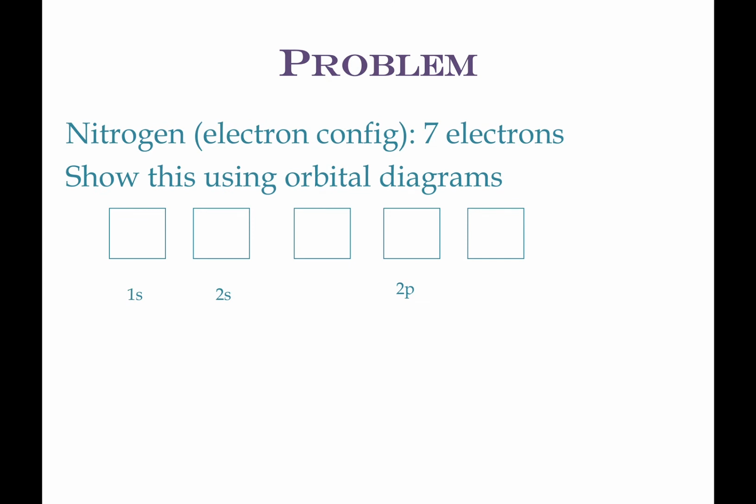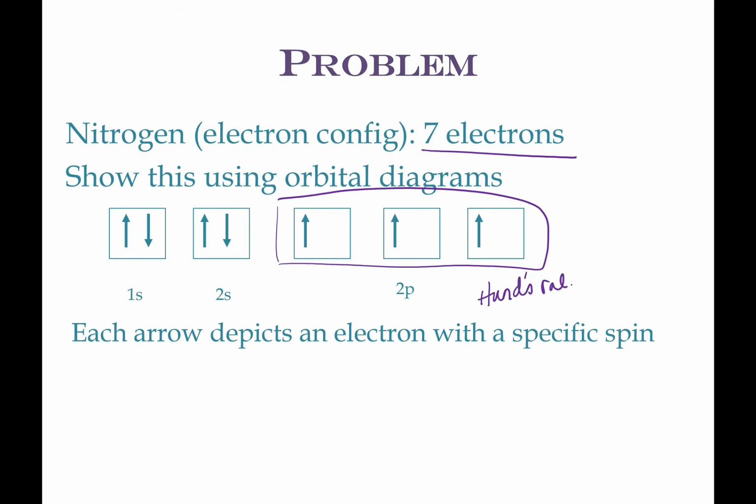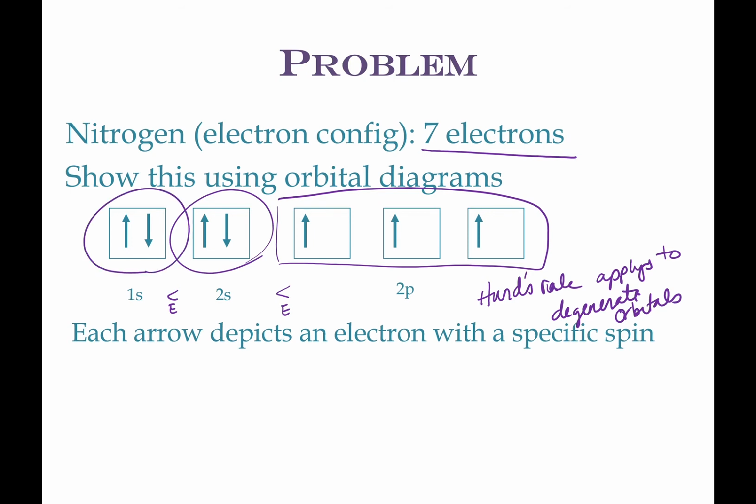Let's try nitrogen. Nitrogen has 7 electrons. So we just count. 1, 2, 3, 4, 5, 6, 7. So this whole Hund's rule thing really only applies to degenerate orbitals. Because remember, this one is less energy than this one, and these are less energy than those. So according to Aufbau, we have to completely fill those before we can move on.